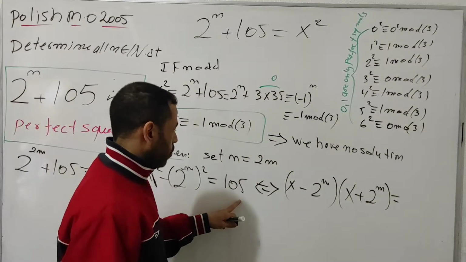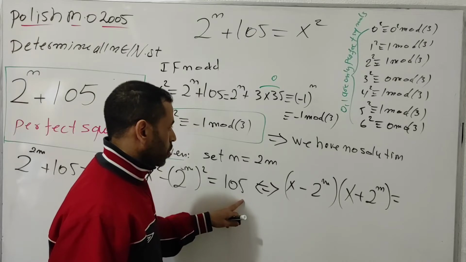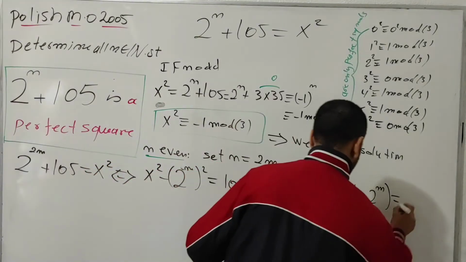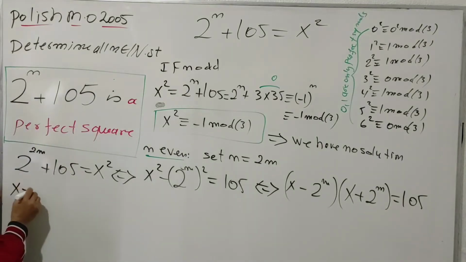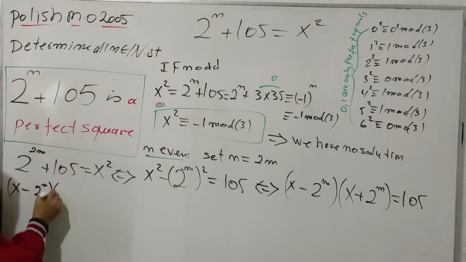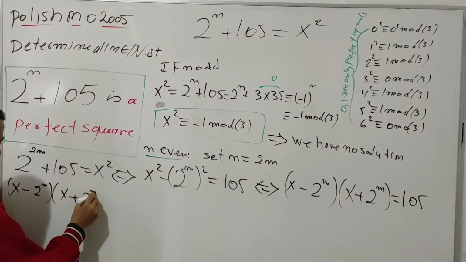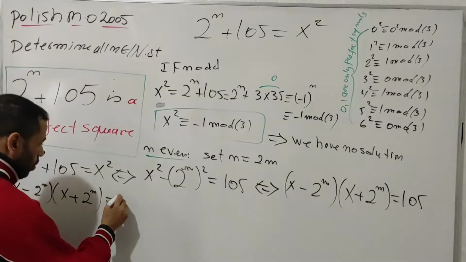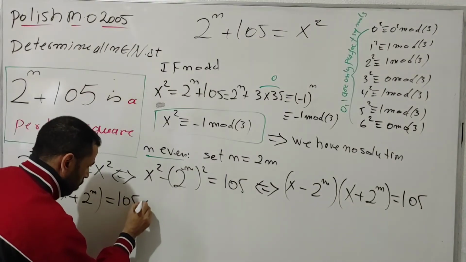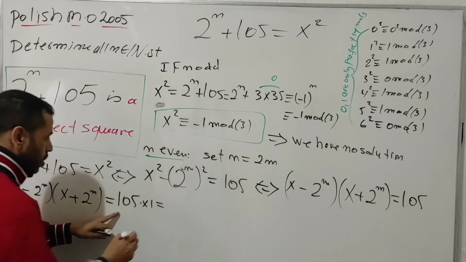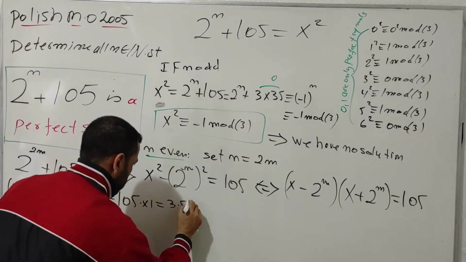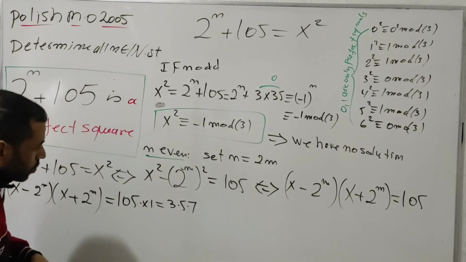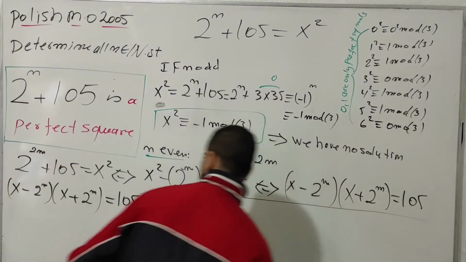equals 105. I can write 105 in many different ways. So I will have x minus 2 to the m times x plus 2 to the m equals 105, which is 1 multiplied by 105, the same as 3 multiplied by 5 multiplied by 7. Like this, I will have too many cases here. Let's put the first case.